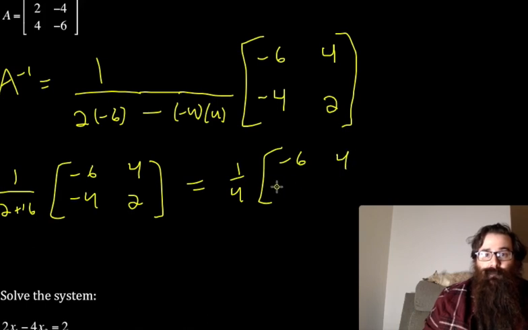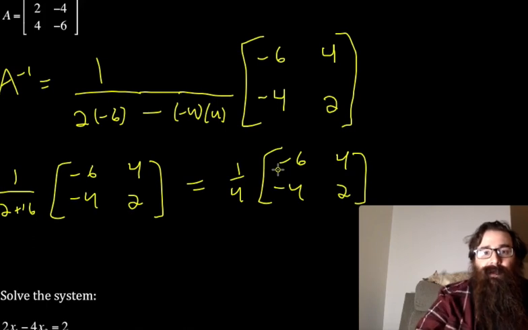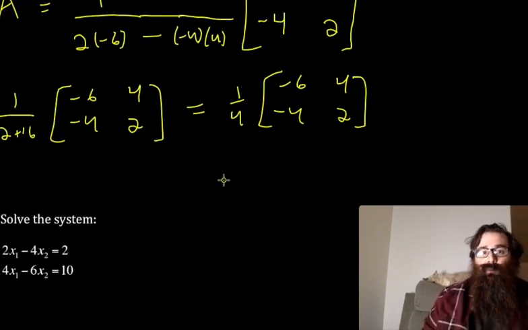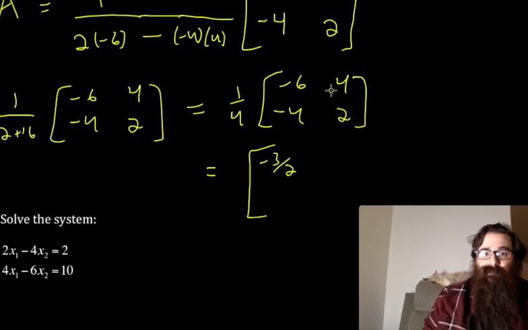-6, 4, -4, 2. And then if I bring this in, I can divide, or where it doesn't divide cleanly, I can reduce. So let's bring in that 1/4. -6 divided by 4 reduces to -3/2. 4 divided by 4 gives me 1. -4 divided by 4 gives me -1. 2 divided by 4 gives me 1/2. So this is A inverse.